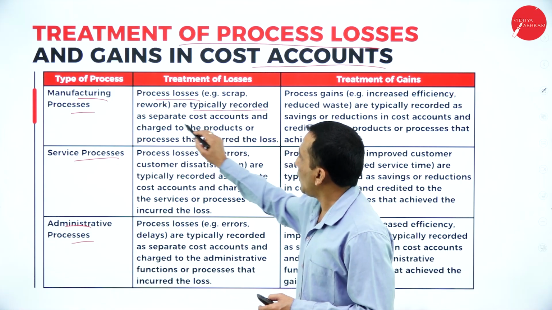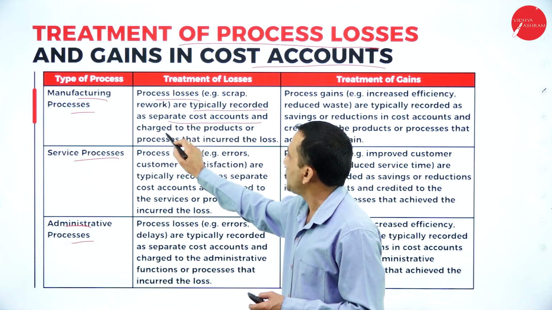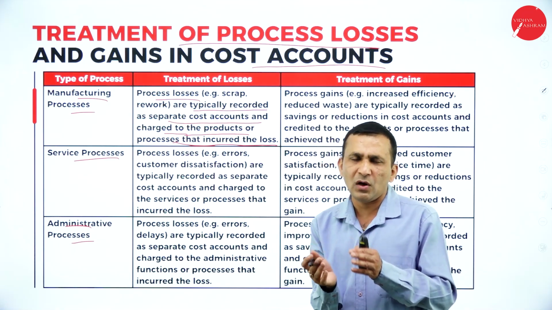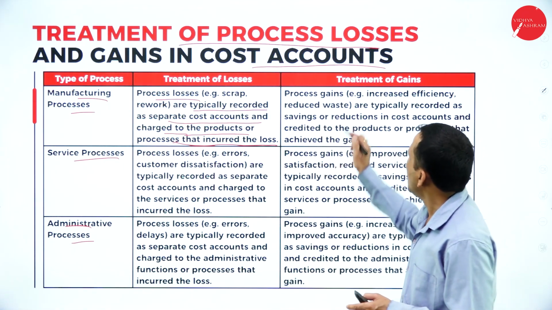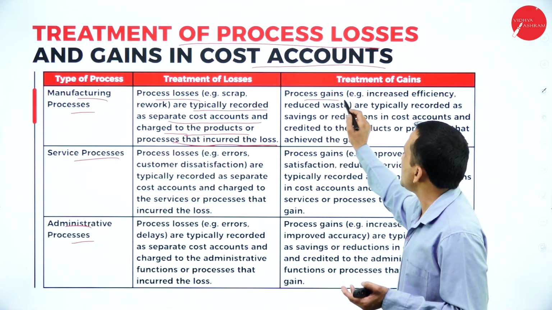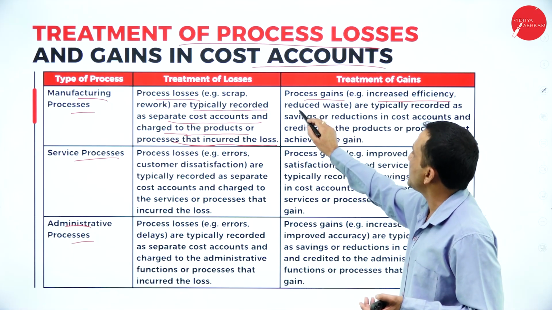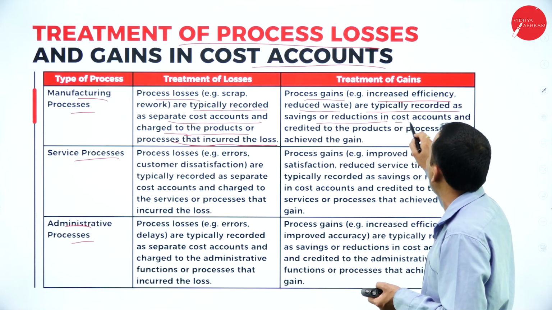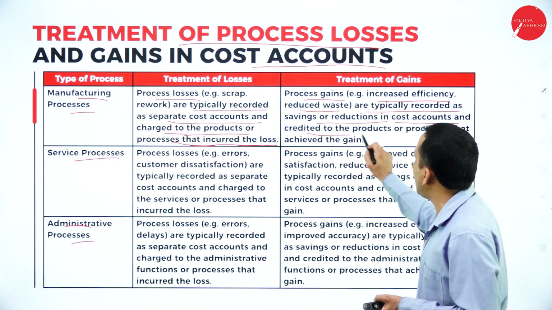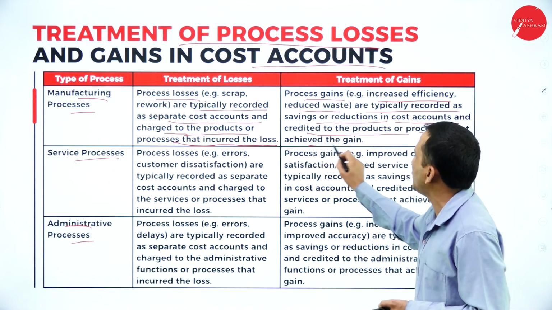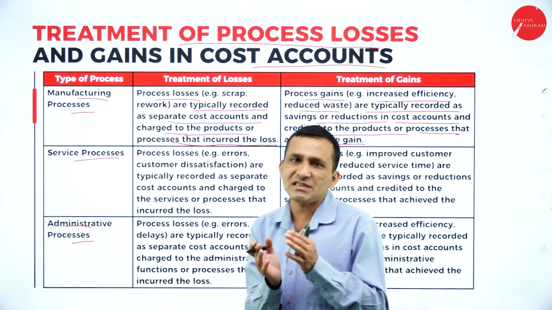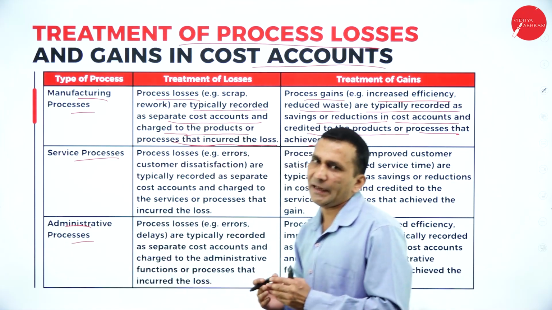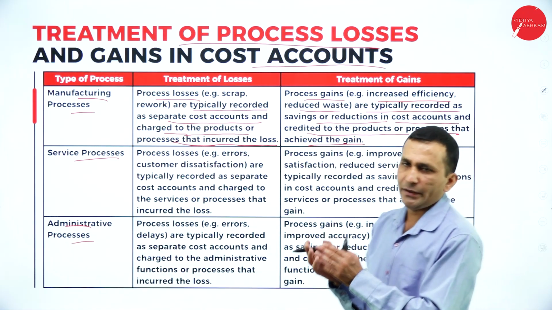A typical record is to separate the cost account and charge the product and process that incurred the loss. So how, what exactly are we facing as a loss. The treatment of gain: the process gain increases the efficiency, reduces the waste, and is typically recorded as a saving or reduction in the cost account and credited to the product and process achieving it. When we get a debit side difference, no doubt which is a gain. When we get a credit side difference, no doubt which is a loss.